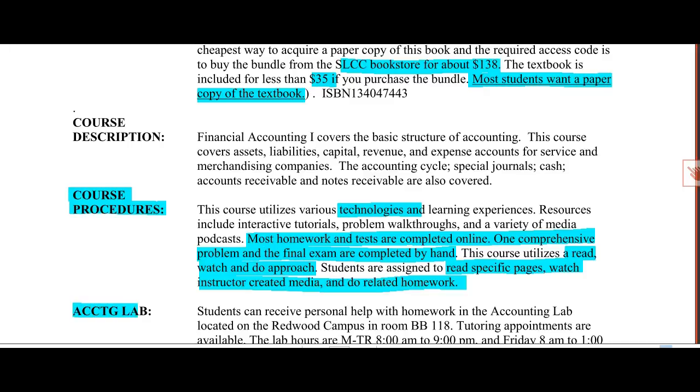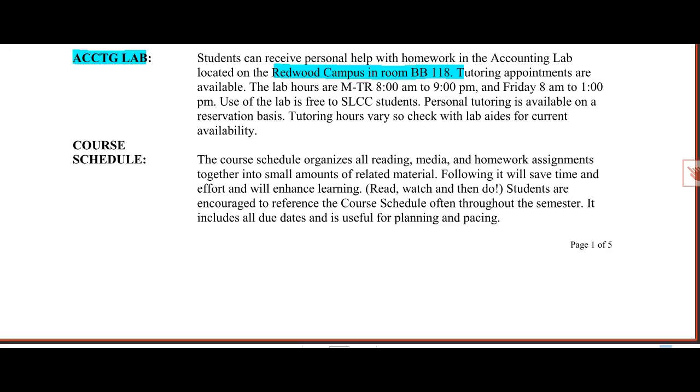Also know we have an accounting lab in the business building on the Redwood campus in 118. The hours are here so you can see them. The accounting lab is a great place to go and get help. You can arrange for tutoring and you can get help from the lab aides immediately. It's open on Monday through Thursday from 8 a.m. till 9 p.m. and Friday until 1, so it closes early on Friday. You can also arrange for one-on-one tutoring there. It varies by semester, so check with the lab aide.